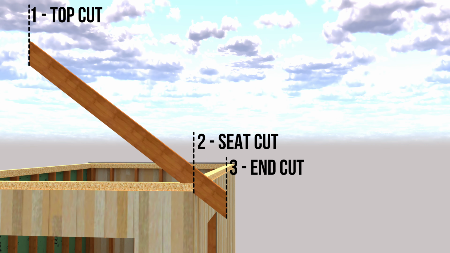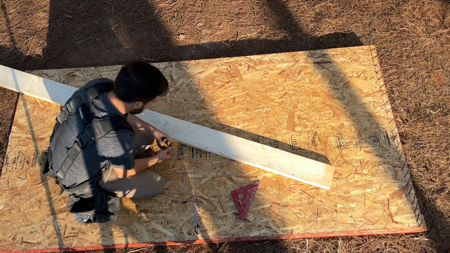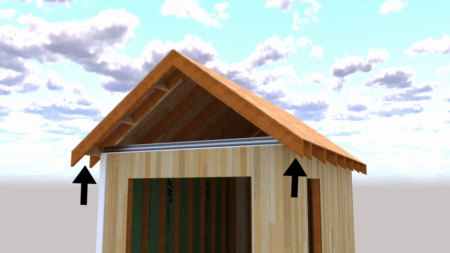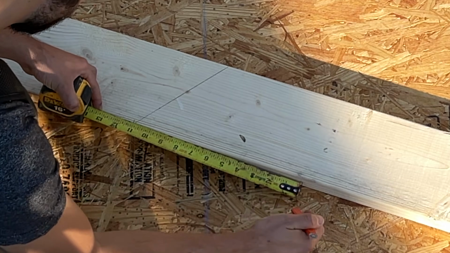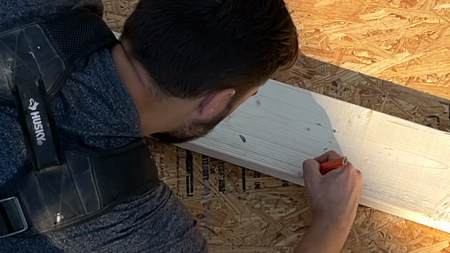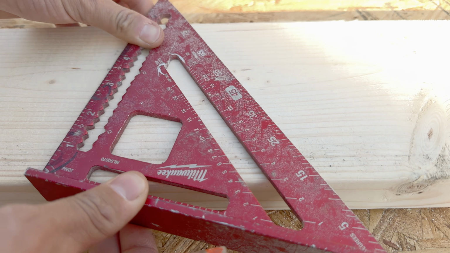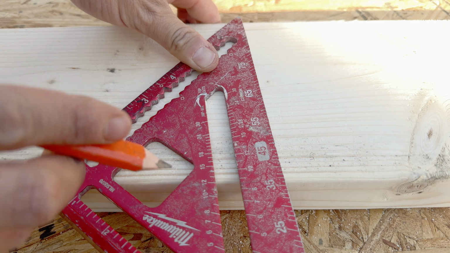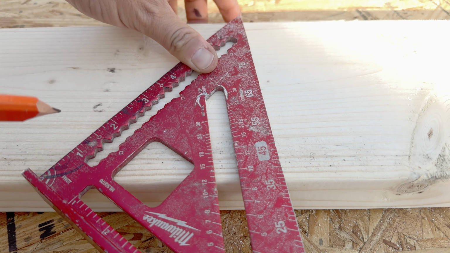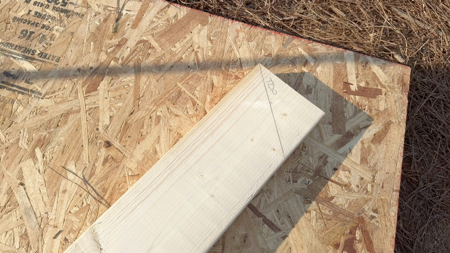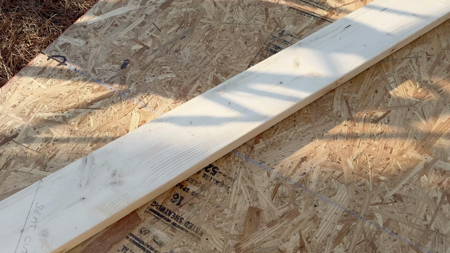The last mark is the end cut. This is more of a personal preference mark. For my shed, I want to have 11 inches of overhang all around. So I add 11 inches to the previous mark. And just like the first two times, using the pivot point on the square, I mark my last cut. And this is what the marks look like.